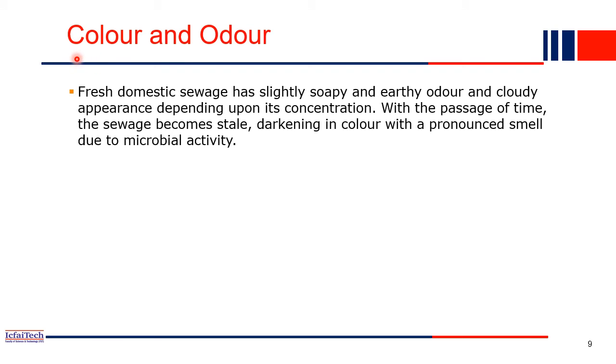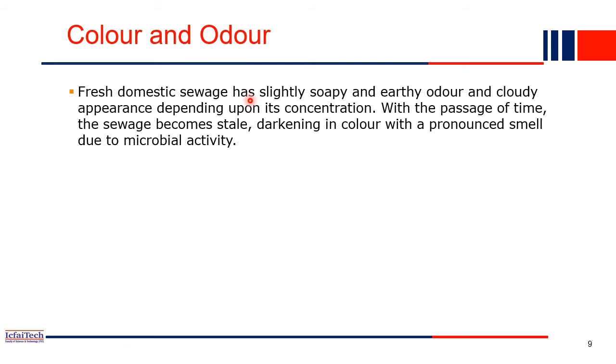Now the next parameter is the color and the odor. By looking at it, we can say what the quality of the water is, whether it is bad or good. Because if the color is very brownish in the wastewater, that means the pollution level is very high. Similarly, odor means the smell, right? If the wastewater has more smell, then obviously the pollution is more in the wastewater.